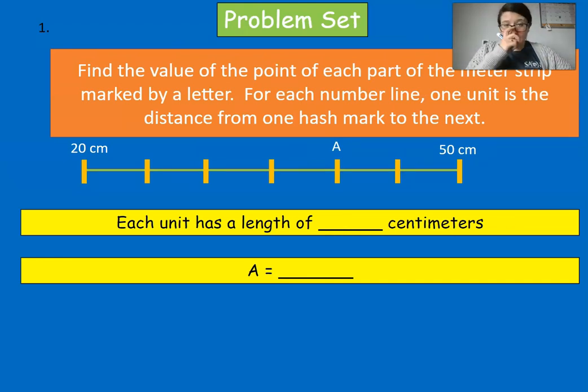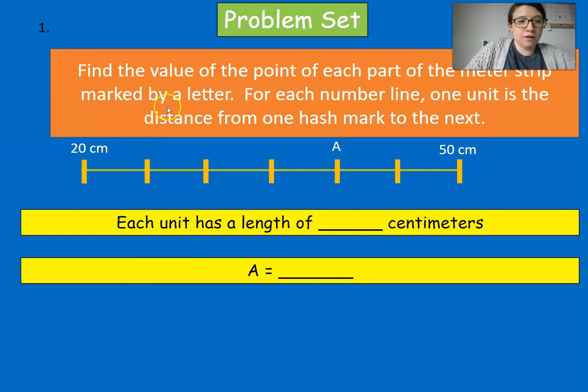For your problem set today, you are going to be given a number line and you need to figure out what the missing value is. They're going to give you a letter and you need to use the skills we've been using to figure out what that missing value is. So let's do this one quick together. So we have 20 and we have 50. So we need to figure out what the unit is for each of these hash marks. I'm going to guess 10. Let's try it out.